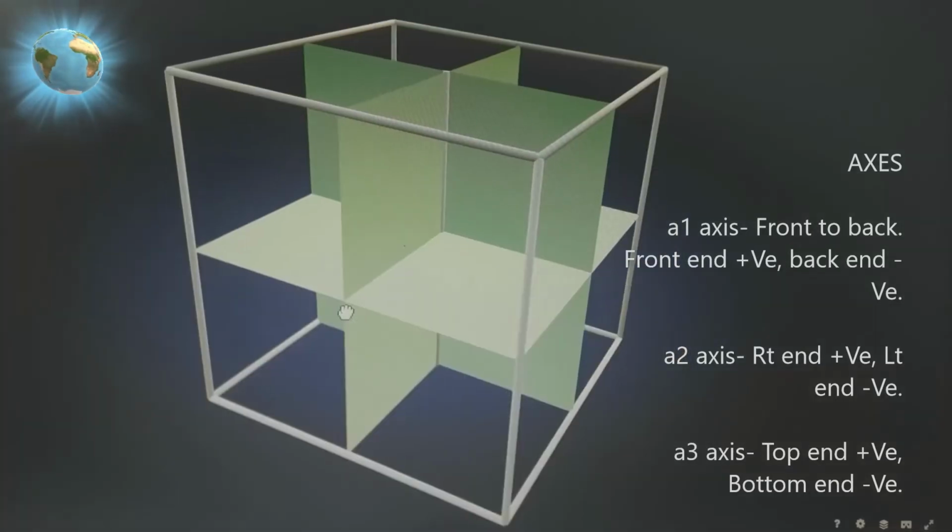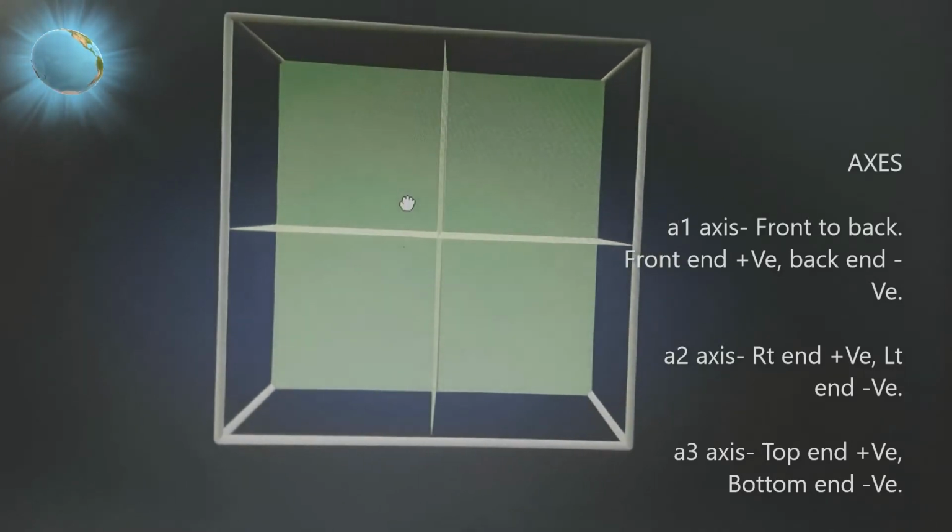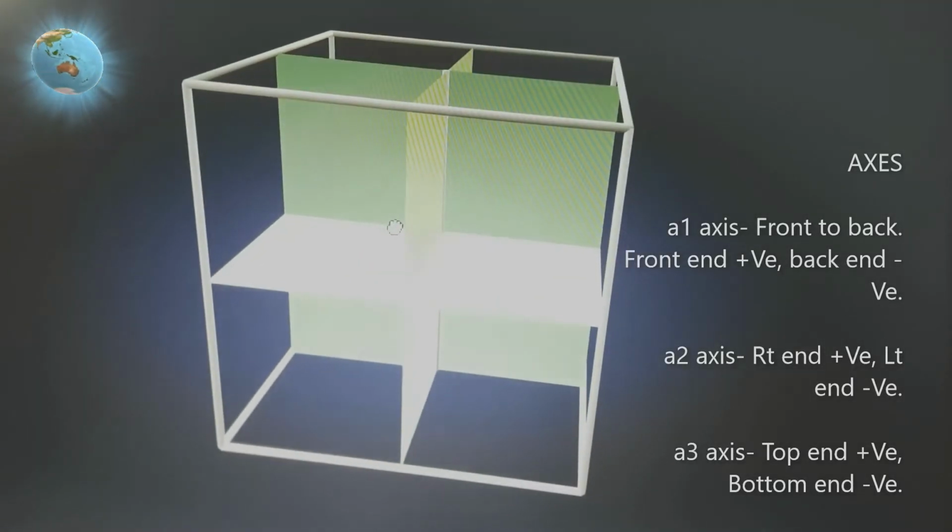Front to back, right to left and top to bottom. Front is positive, right is positive, top is positive. The respective opposite ends are negative.